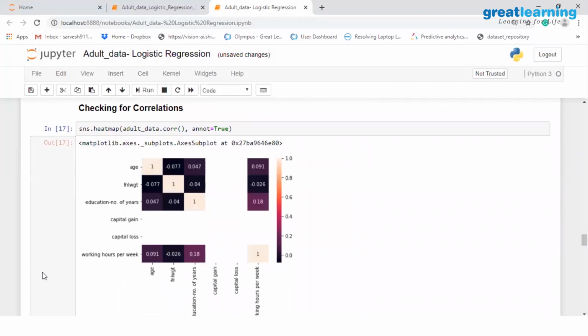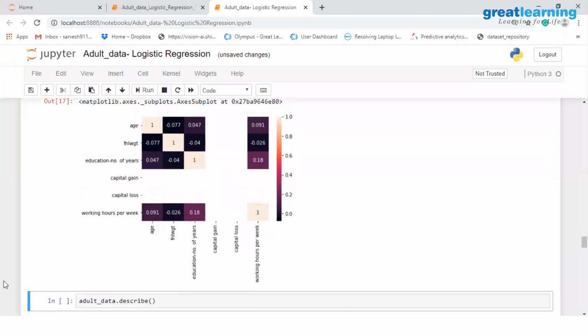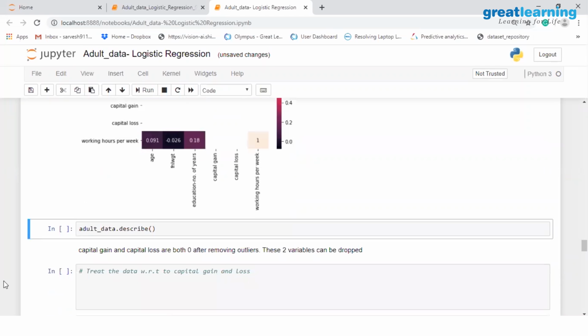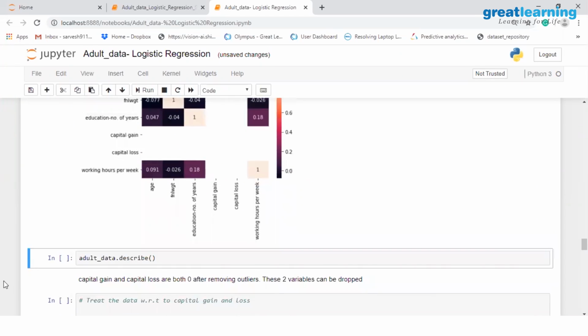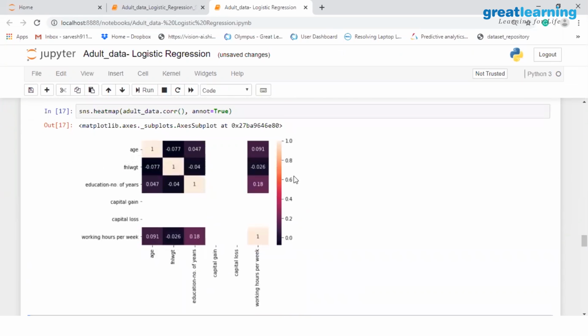So what does it tell? In the next description they've given, capital gain and capital loss after capping will be 0. So we remove these. The values by themselves are not present. So we could see here the maximum outlier is given by 1.0.